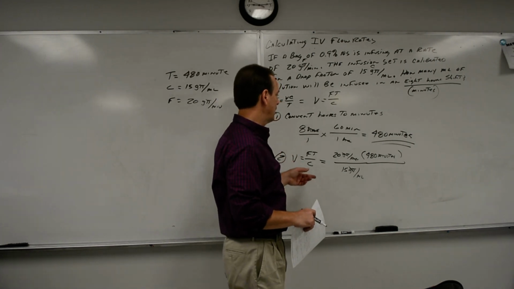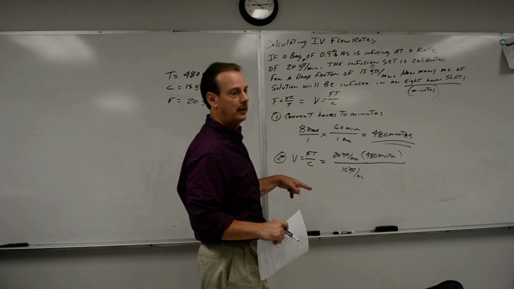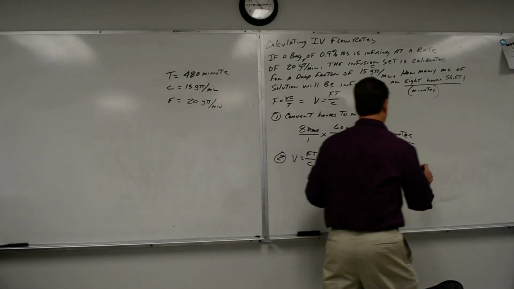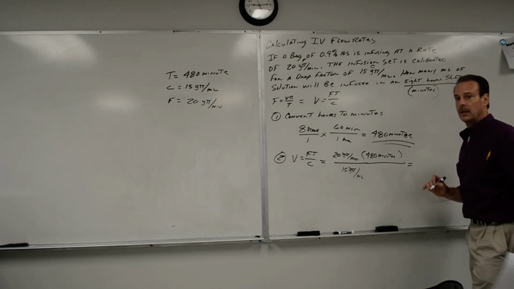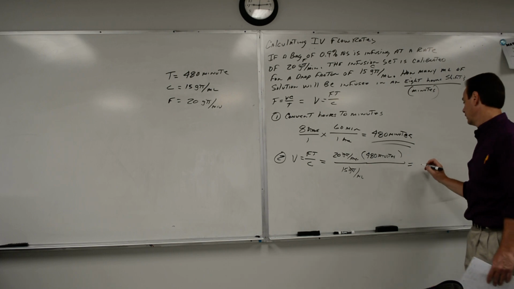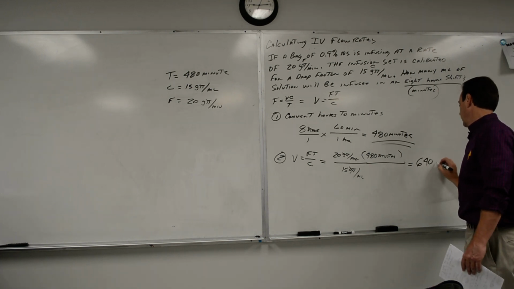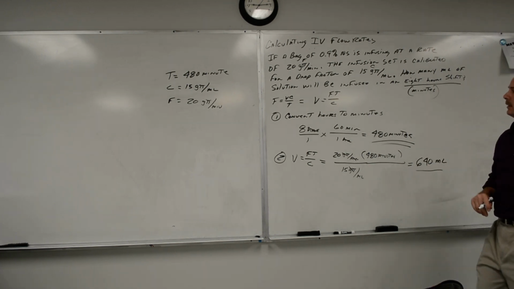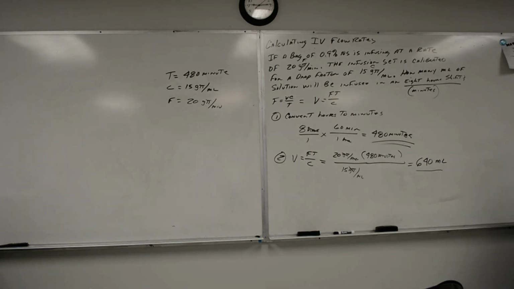All right, so let's take 20 times 480 and then divide that by 15, and we're going to get 640. So it's going to be 640 milliliters. So that's the volume to be infused. Did everybody get 640? Okay. Sounds good. All right, makes sense?